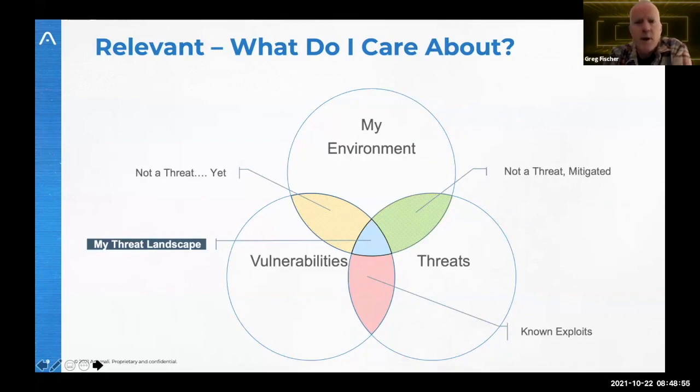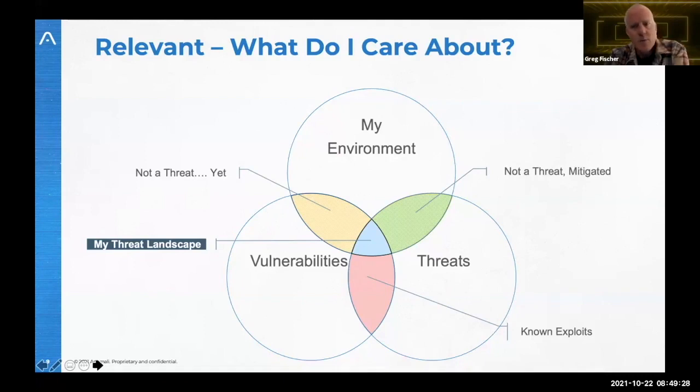So for example, when you combine all the vulnerabilities that are out there with your environment and that intersect, there are vulnerabilities in your environment, but perhaps there's no known exploits for those. And so while they are a concern of yours, they're not your top concern. And then in areas where there's threats, but you've already addressed those vulnerabilities through mitigation, obviously those are no longer a threat because you've addressed those.